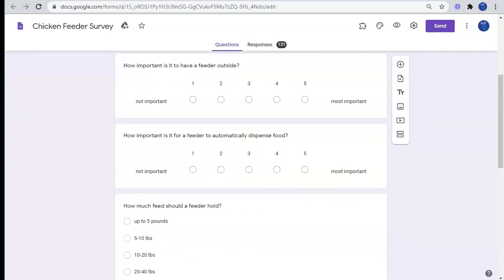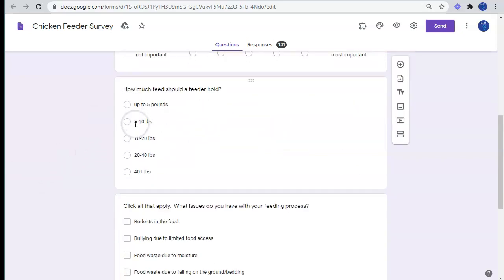And then we had, how important is it to have a feeder outside? So kind of thinking about point of use. And so they had a 1 through 5. And then how important is it for the feeder to be able to automatically dispense the food? And how much should it hold? And in our design ideas, we were thinking about 20 pounds, but we thought we would get more input from users.